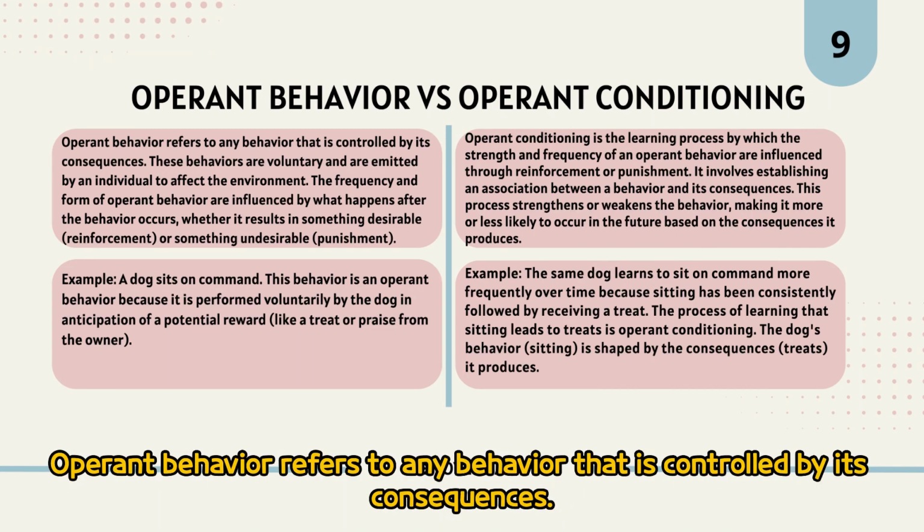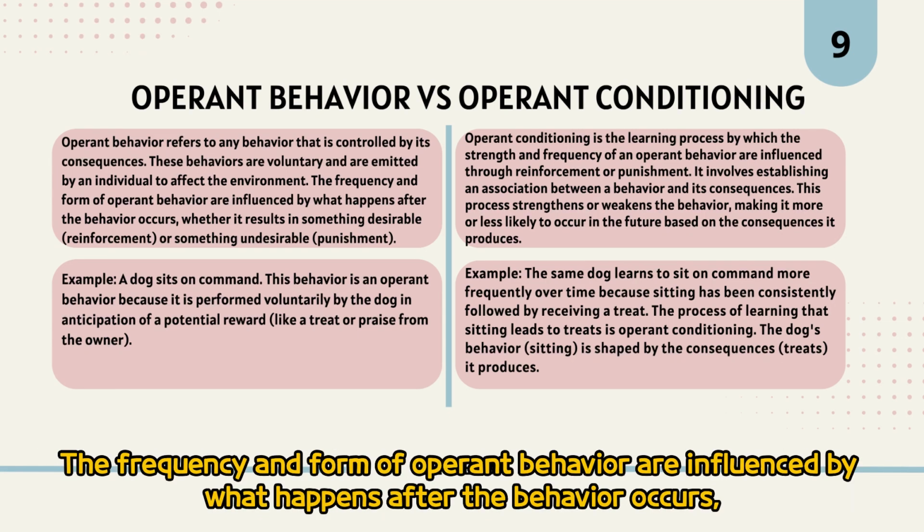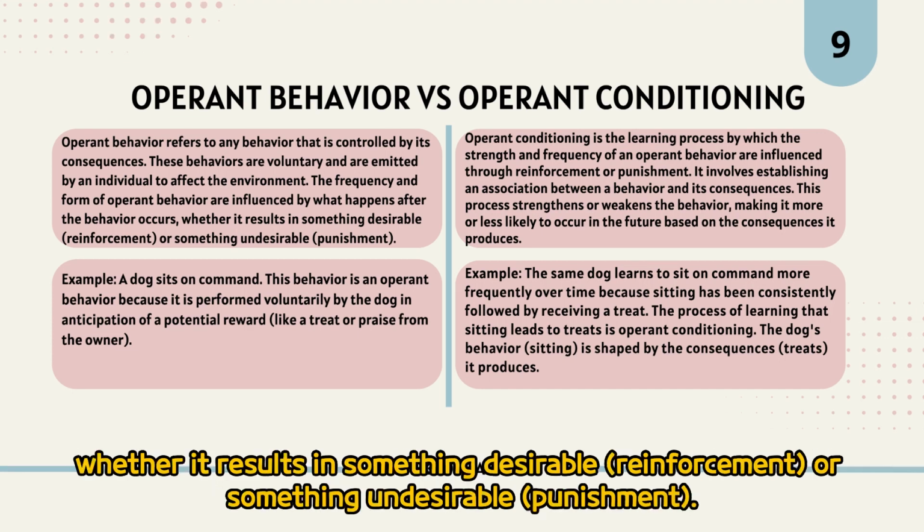Operant behavior refers to any behavior that is controlled by its consequences. These behaviors are voluntary and are emitted by an individual to affect the environment. The frequency and form of operant behavior are influenced by what happens after the behavior occurs, whether it results in something desirable, reinforcement, or something undesirable, punishment.